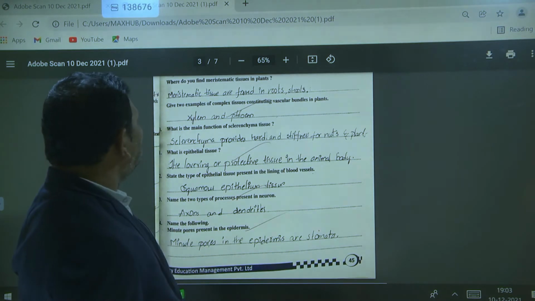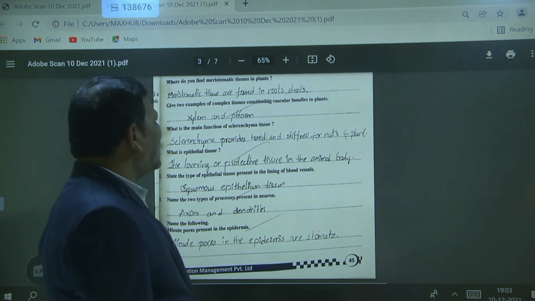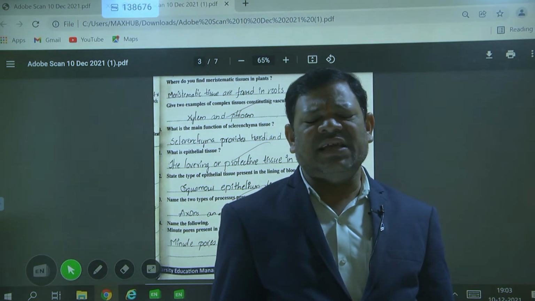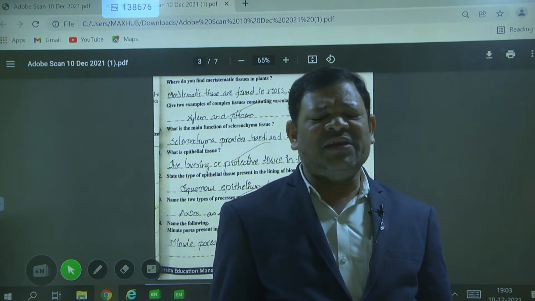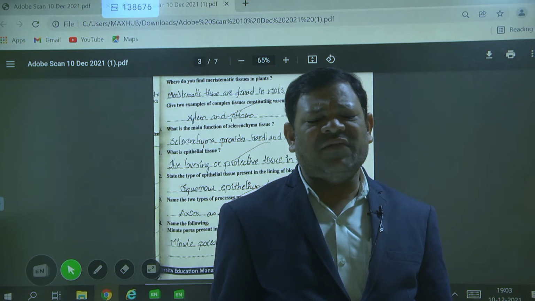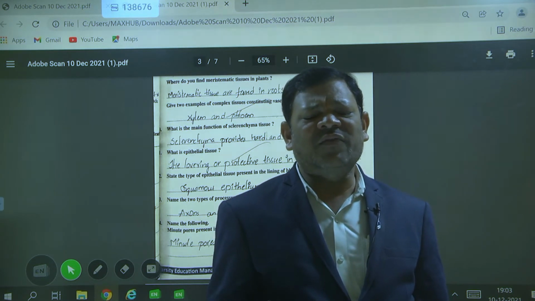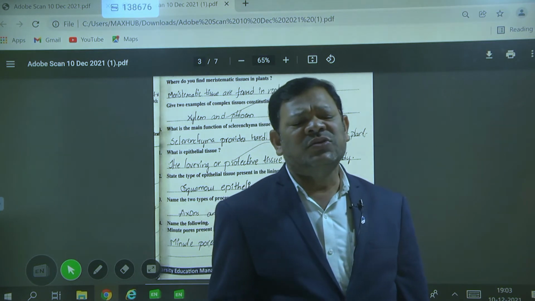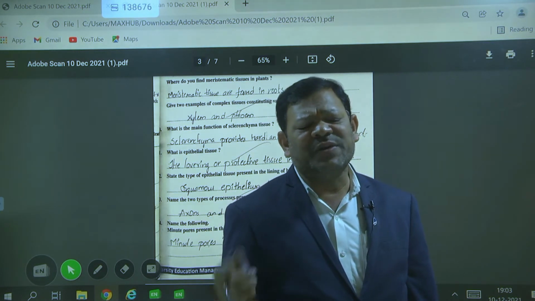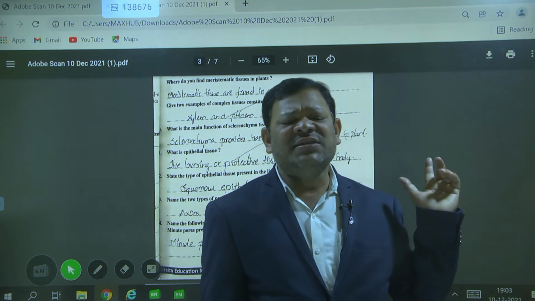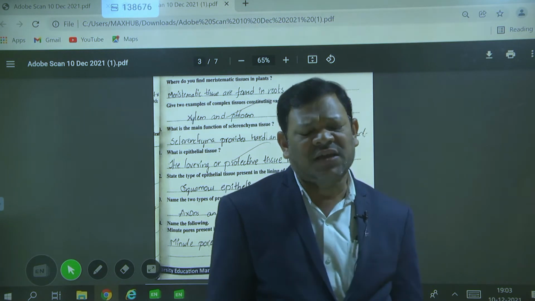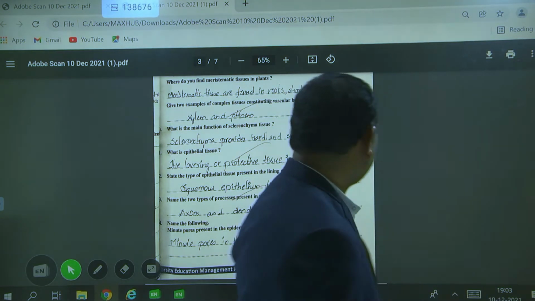Give two examples of the tissues consisting of the vascular bundles in the plant. We have already discussed that xylem and phloem are present. That is called vascular bundles or vascular tissue. Xylem and phloem can be seen especially from pteridophyta onward. In pteridophyta, gymnosperms and angiosperms vascular bundles are present, so they are called tracheophyta. Yes or no? Yes, sir.